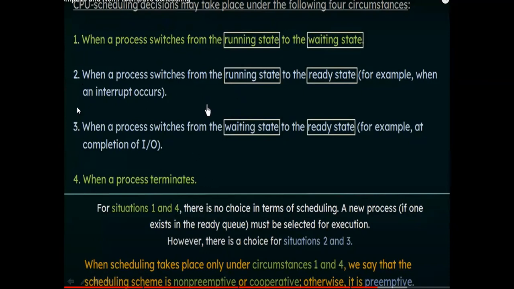For situations 1 and 4, there is no choice of scheduling. Scheduling occurs only in the second and third cases. If any new process exists in the ready queue, it must be selected for execution. However, there is a choice with the second and third situations. When scheduling takes place only under circumstances 1 and 4, we say that the scheduling scheme is non-preemptive, or cooperative scheduling. Otherwise, it is preemptive scheduling.